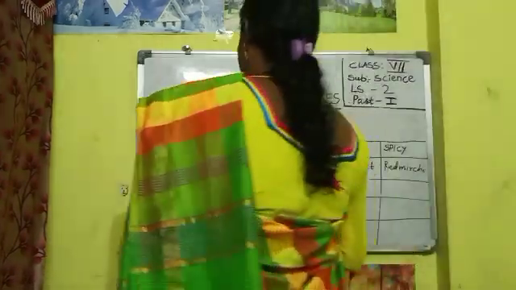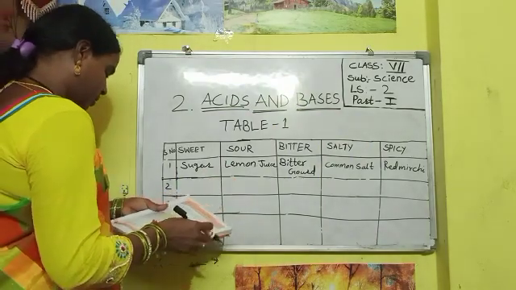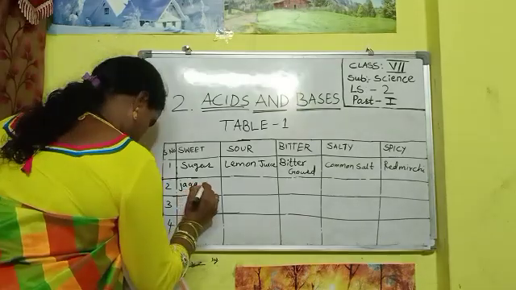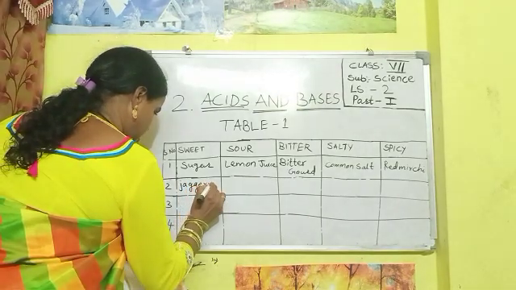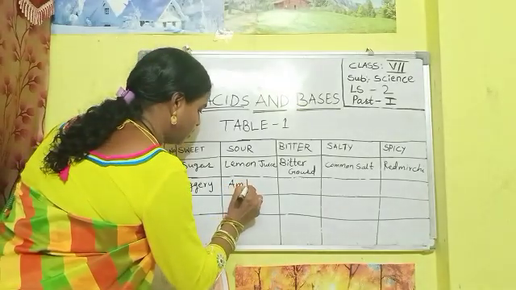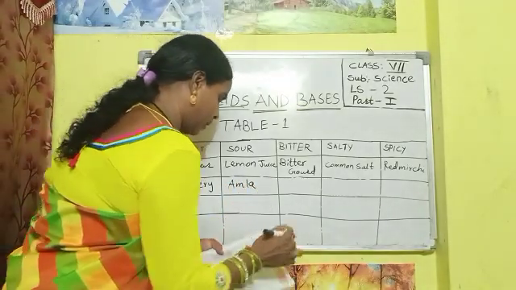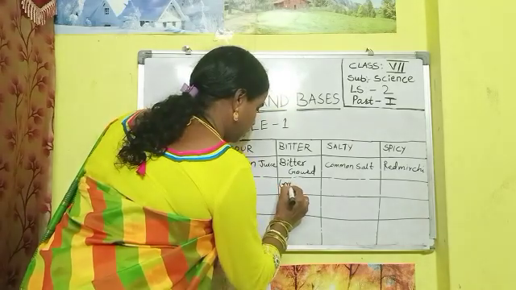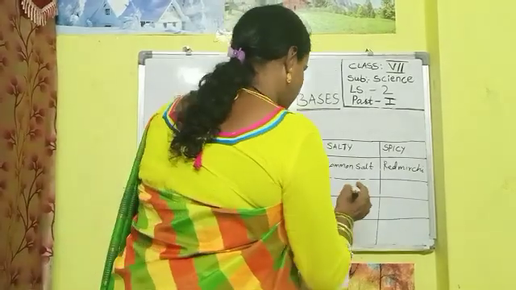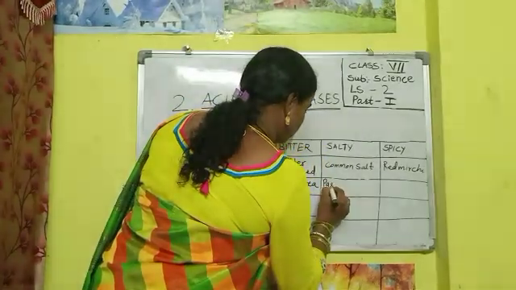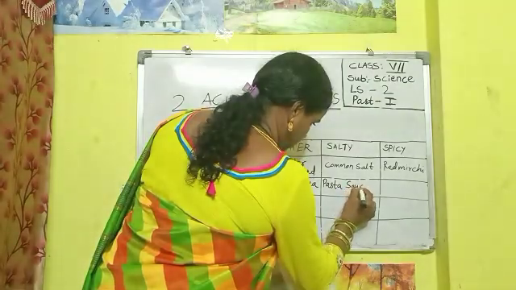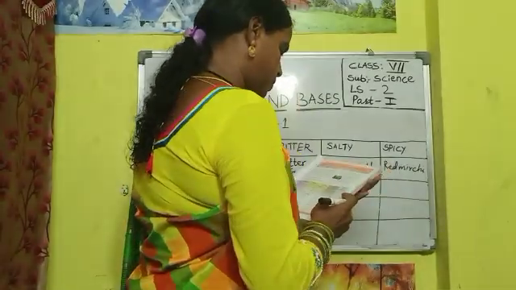So children, here we'll write jaggery, and amla, green tea, and pasta sauce, spicy chicken.